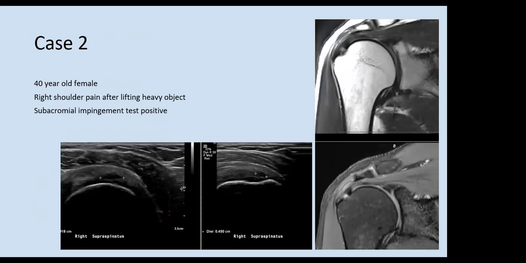Okay, we have another case. One has to start with the simplest modality like X-ray, then ultrasound, then go to CT and MR.